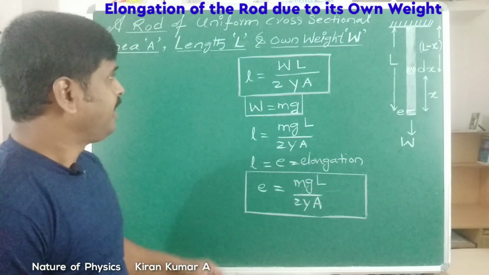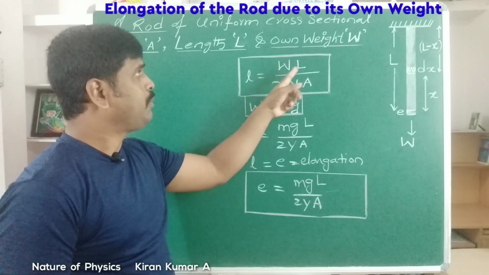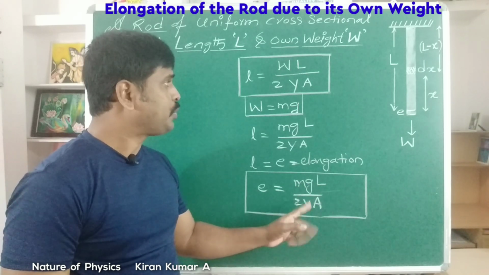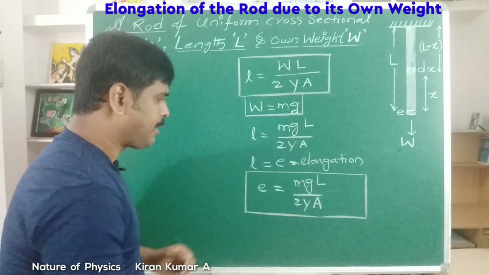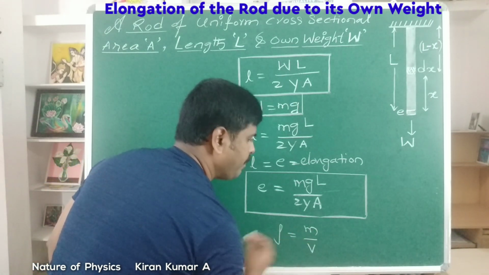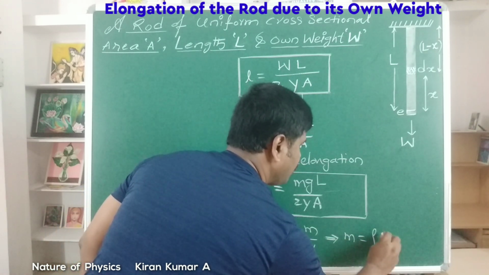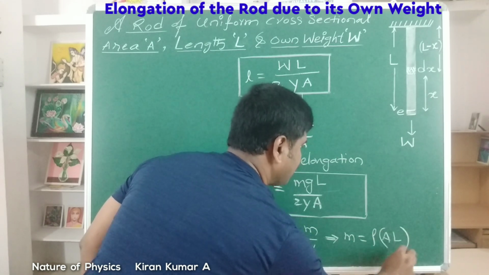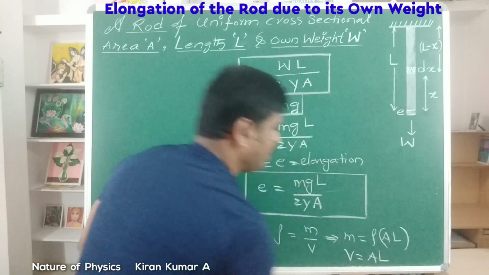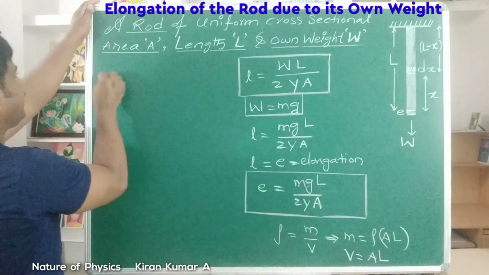Now continuing, here we already got two equations. First one, elongation is WL by 2YA, and second, mgL divided by 2YA. So next, replacing the mass here. Density is equal to mass by volume. So here mass is equal to density into volume, and volume V is equal to area into length. Now continuing, the value is replaced in this equation.